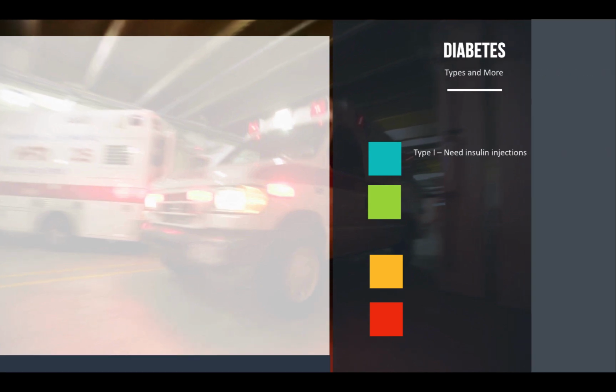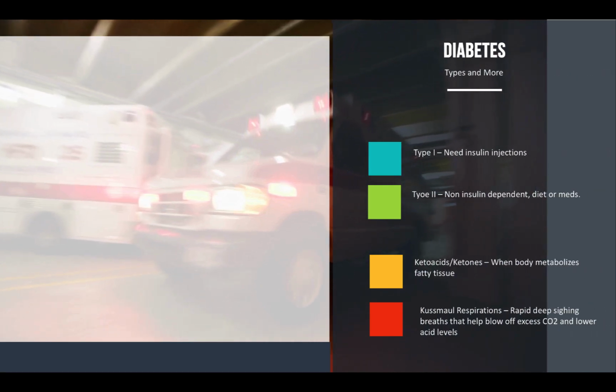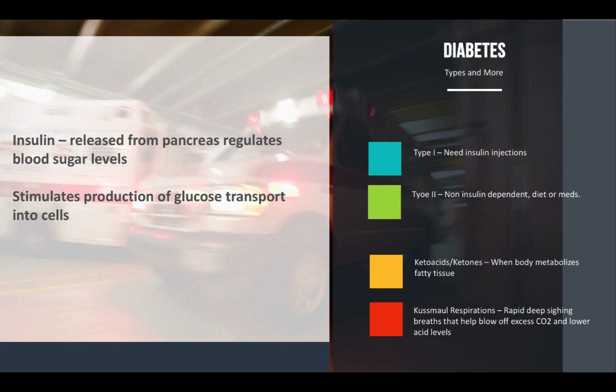Okay. Now, finally, I'm going to wrap this up. Talk about some of the diabetes and some types of diabetes. Okay. And just keep in mind, guys, insulin is the main driver, right? When we talk about diabetes, right? It gets released in the pancreas.